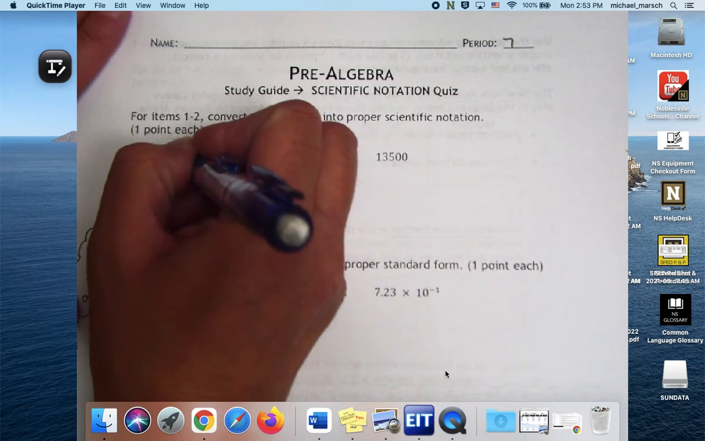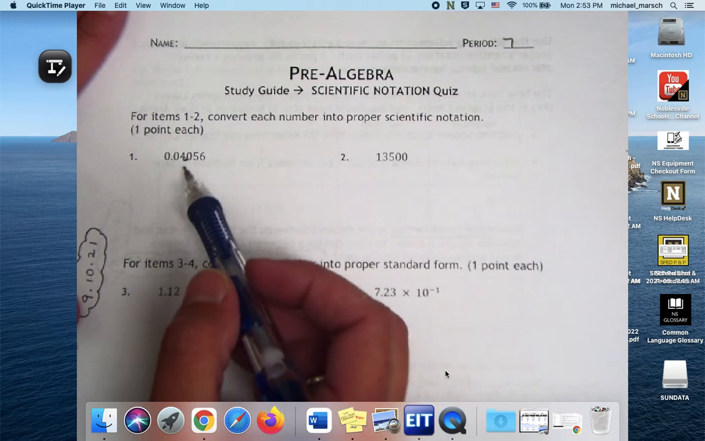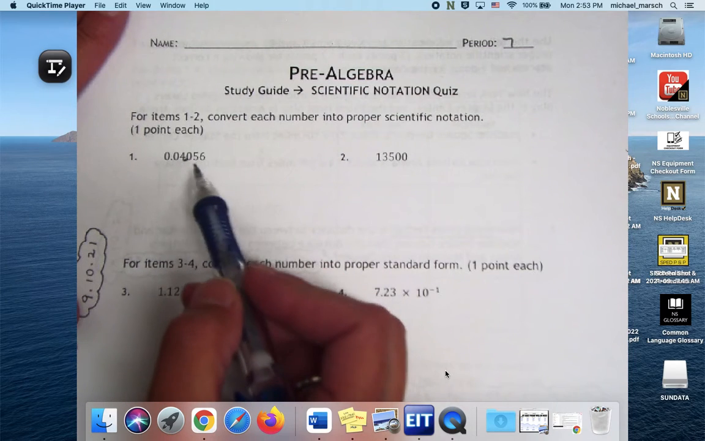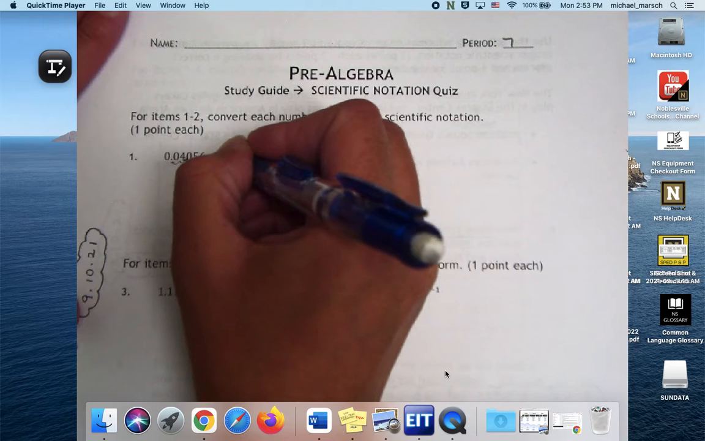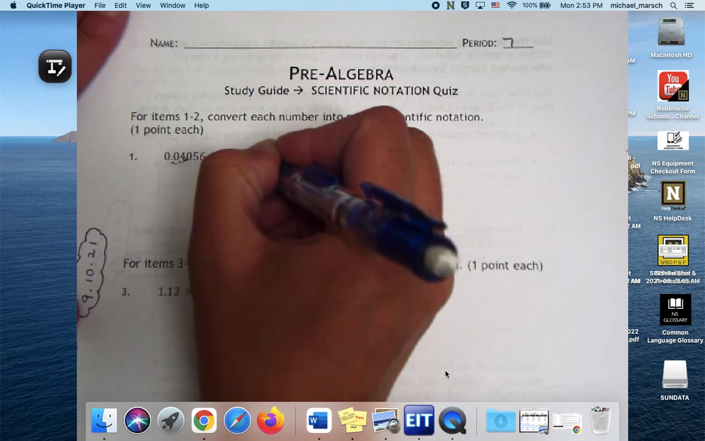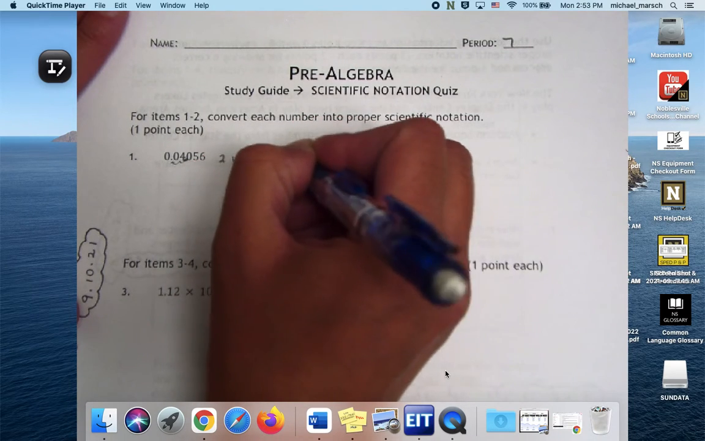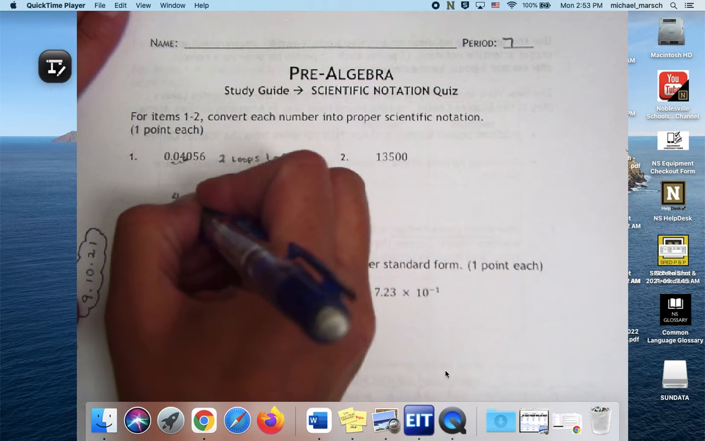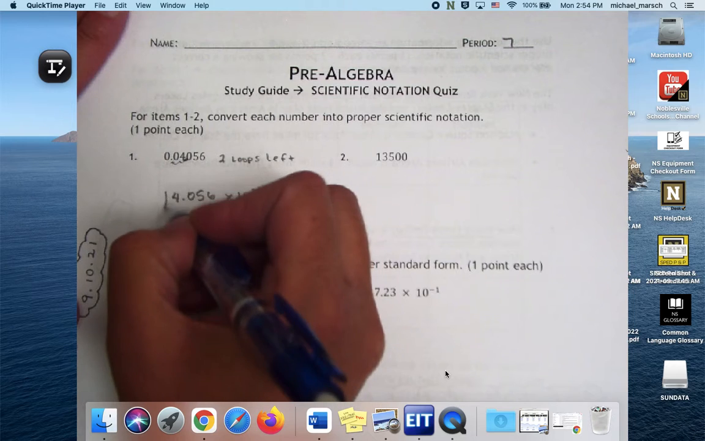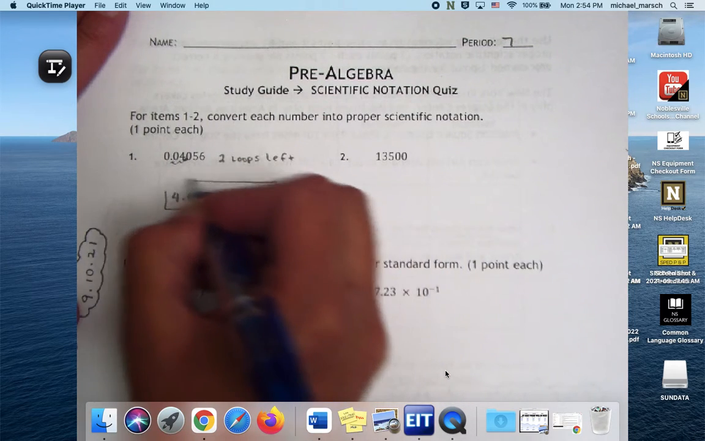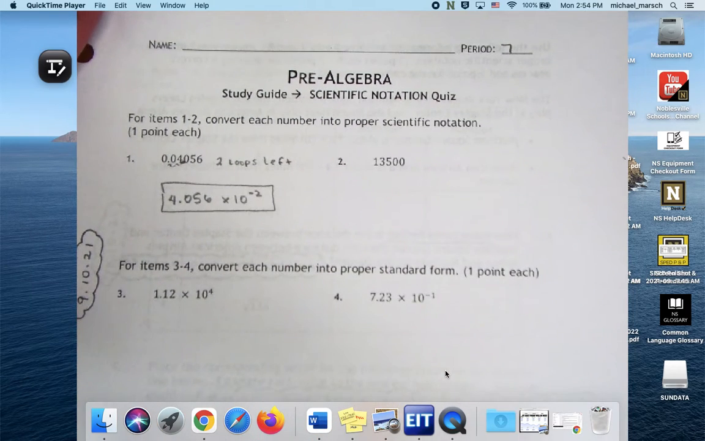So I'm going to put my decimal after the first non-zero digit, and then I would have to move it to the left 2 places to get it back where it started. So right away that tells me I'm going to have a negative exponent. So I have 4.056 times 10 to the negative 2 as my answer. Okay? If you made a mistake, remember, fix it.